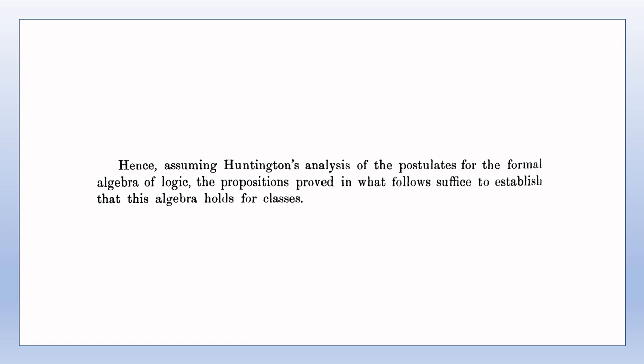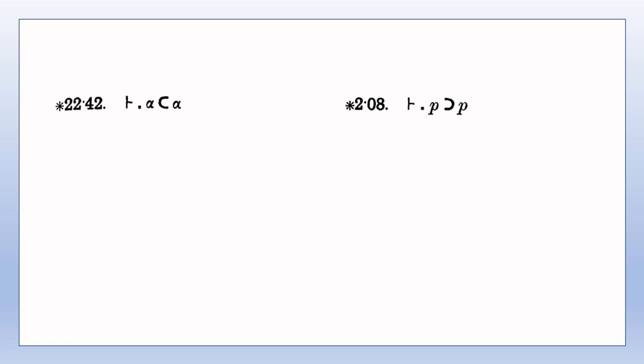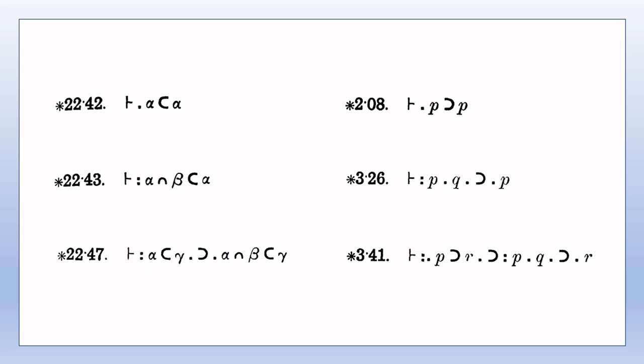The formal similarities between some of the propositions of this section relating to classes and propositions demonstrated in previous sections relating to propositions are noticeable. For example, compare propositions 22.42 and 2.08, 22.43 and 3.26, and 22.47 and 3.41 to give a few examples. Other propositions concerning classes which are analogous to certain propositions concerning propositions are given as examples on page 29 of the introduction. And these similarities are entirely expected since they are a direct consequence of the definitions 22.01, 02, 03, etc.